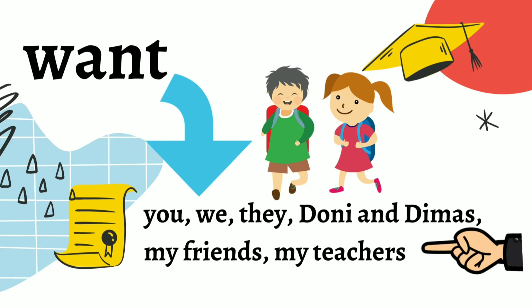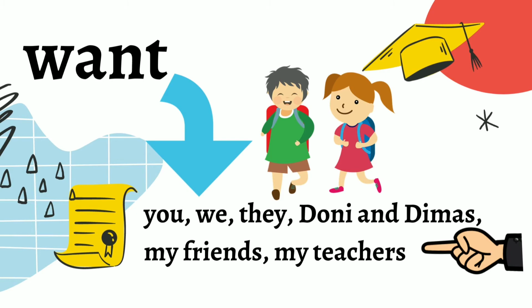And now, the other question is when we can use want and wants. We can use want if the subjects are more than one. It's the same as do. For example, you, we, they, Doni and Dimas, my friends, my teacher, and also I. We have to remember that we can use want if the subjects are more than one, including I.